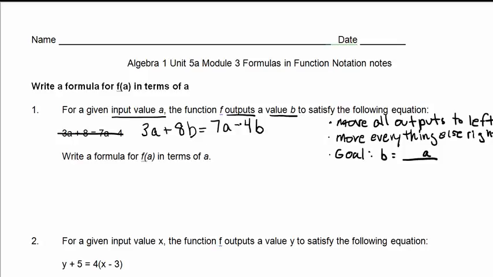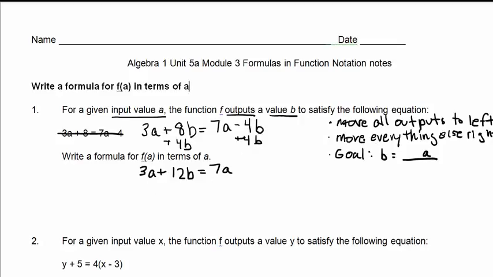So let's take a look at this problem. Our goal is we want to get outputs to the left. Our output is b. So we're going to move all the b values to the left. We can do that by adding 4b to both sides. And that's going to give us the equation 3a plus, now you can add the b's together. 8b and 4b are like terms, so you can add those together and get 12b. On the right side we have 7a, because the 4b's cancel, they're opposites.